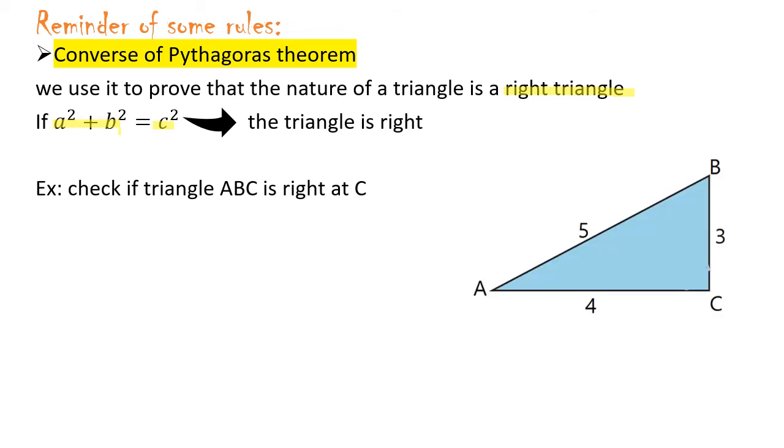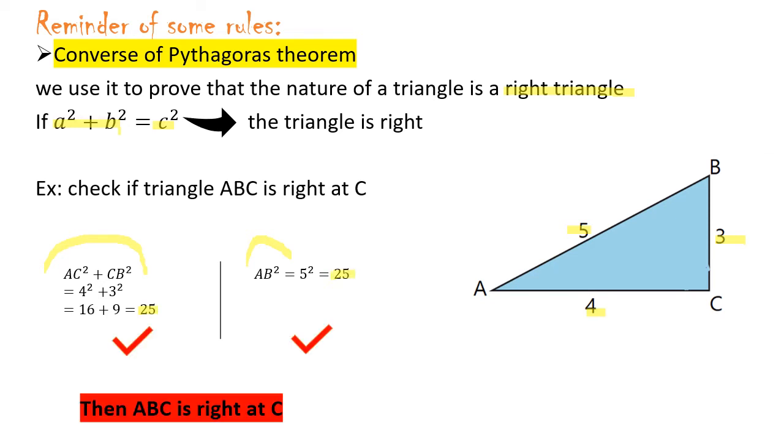For example, we have this triangle ABC. We have all the measures, but we don't know if this triangle is right. So what do we do? We solve both sides of the equation. The first side is the sum of the two sides squared, and the second one is the hypotenuse square. So AC square plus CB square, we solve it. The answer is 25, and the hypotenuse square is 25. Since they are equal, then this triangle is right.